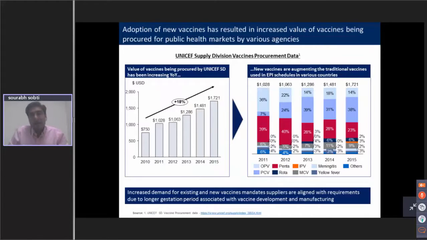Adoption of new vaccines has resulted in increased value of vaccines being procured by public health agencies. The graph on the left side suggests the vaccine procurement by UNICEF Supply Division has grown 18% compounded from 2010 to 2015. So in 2015, UNICEF SD procured vaccines worth $1.7 billion as compared to $750 million in 2010.